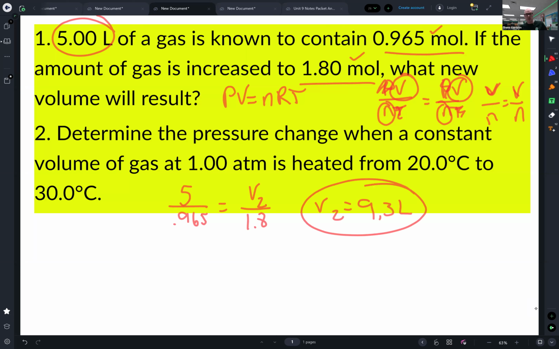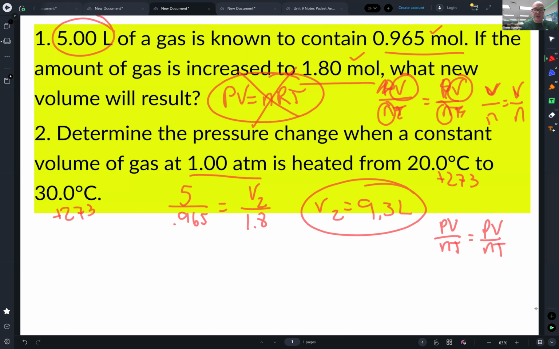Number 2, determine the pressure. If you've got a constant volume of gas that is 1 atmosphere and it's heated from 20 to 30 degrees. Now, first off, we've got to add 273 to both of these temperatures, and then we look at that PV over NT. And what we should notice, by the way, there are two temperatures, so it can't be PV equals nRT, so that's out. But what I have are a pressure solving for a different pressure. I have a temperature solving for a different temperature.